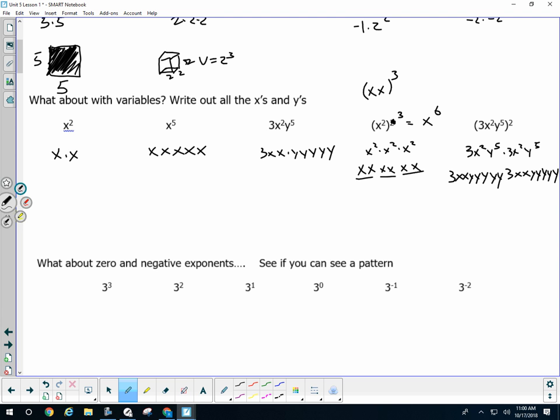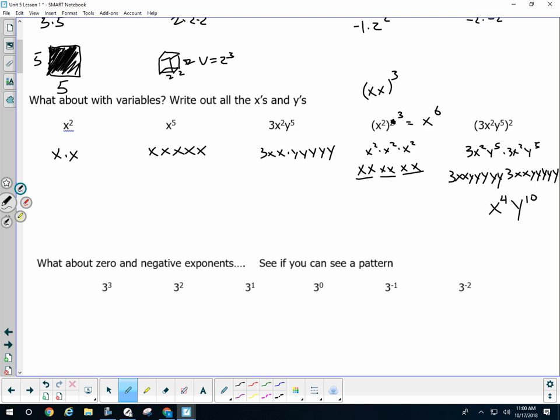But if I wrote it out, and I understand it's 3 times x times 1, 2, 3, 4, 5 y's, times 3 times x times 1, 2, 3, 4, 5 y's. How many y's are there? 10. There's only 10. There's not 25. So this is y to the 10th. So you can just figure out that we're actually adding our exponents when we are multiplying things.